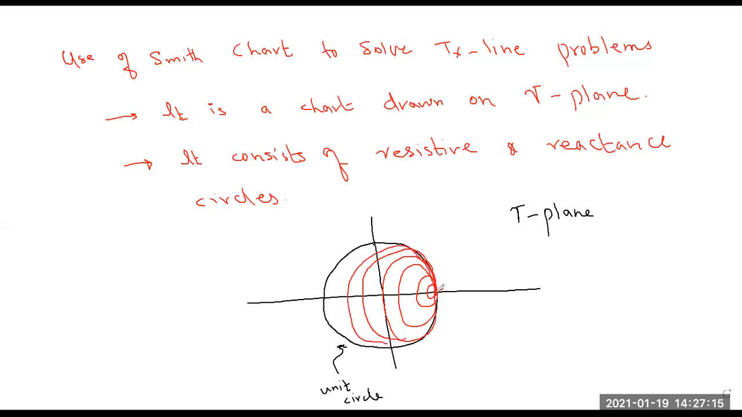And it consists of the reactive circles. Because some portion of the reactive circles is outside of the unit circle, I'm just drawing the portion of the circles which are within the unit circle. So this is what I meant by saying that it consists of resistive circles and reactive circles. The red ones are resistive circles and the blue ones are reactive circles. With this knowledge, now let's consider a problem that we are going to solve with the help of Smith chart.